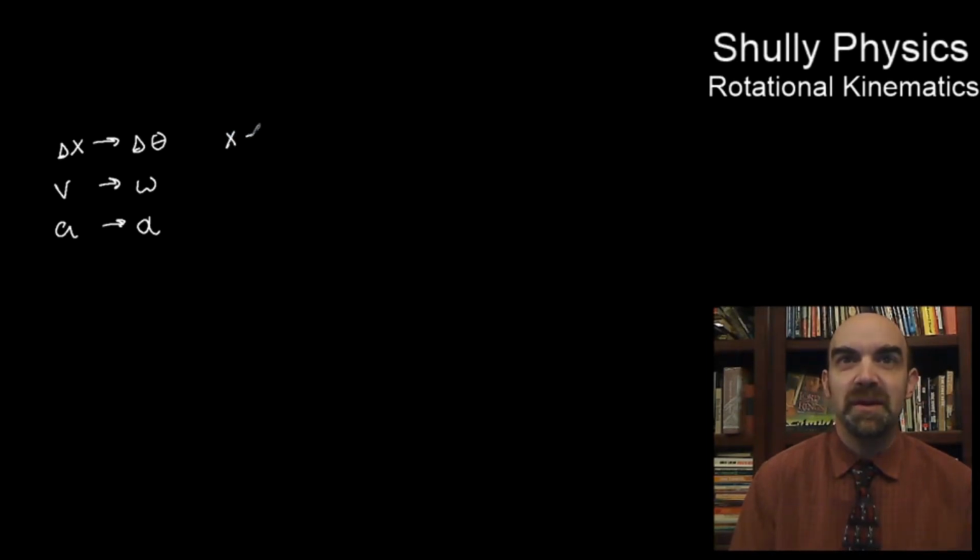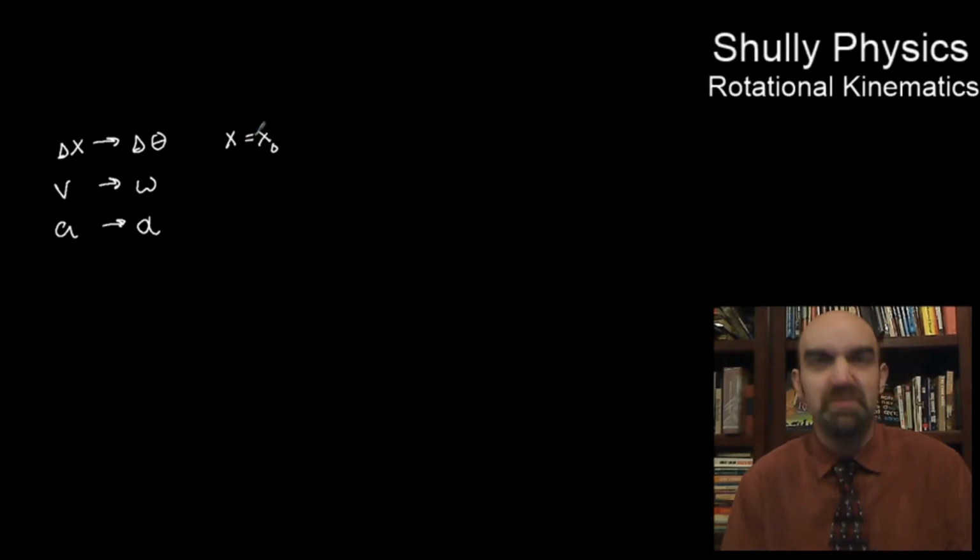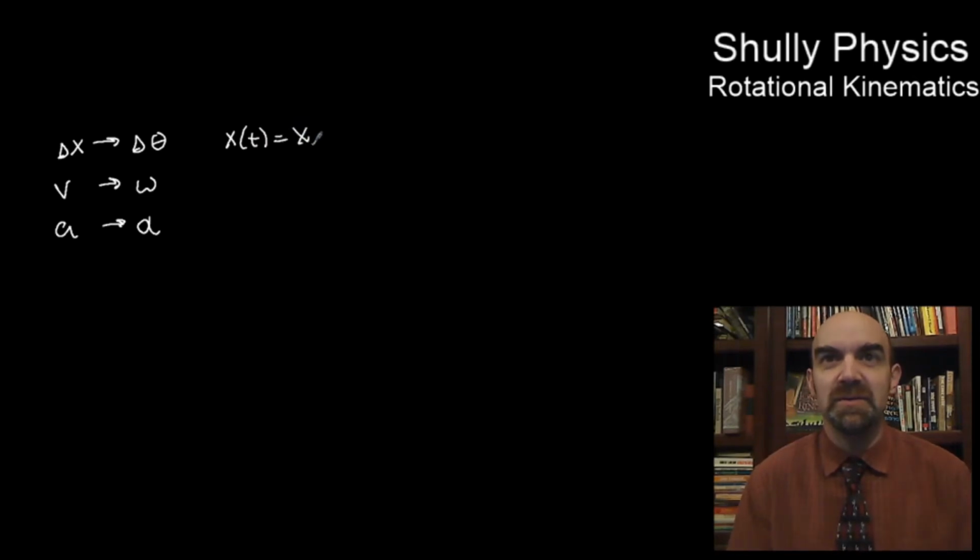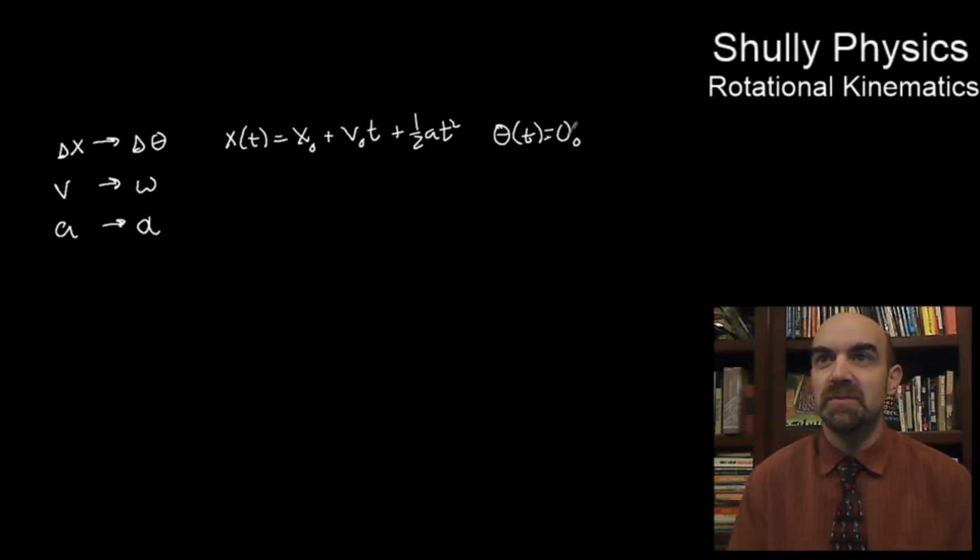So just replace those x's, v's, and a's in all the straight line motion equations. Our x of t function before was x equals initial position plus initial velocity times time plus half a t squared. Guess what? Now we've got angular position with respect to time, theta of t, equals initial angle plus omega naught t plus half alpha t squared. So the equations work out the same way.